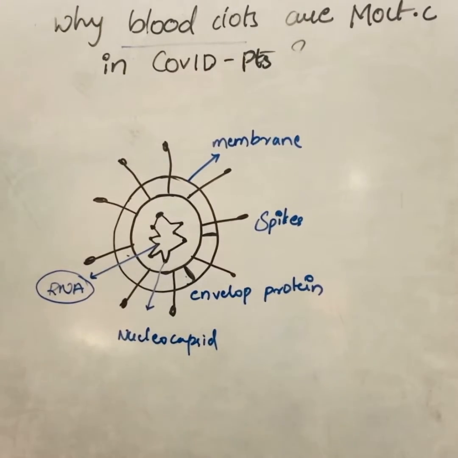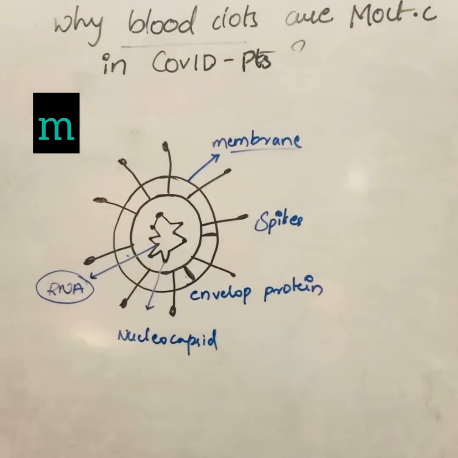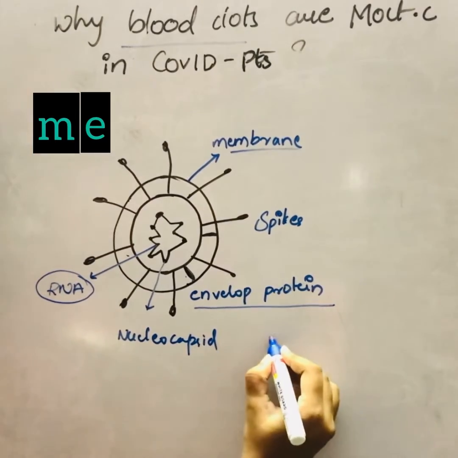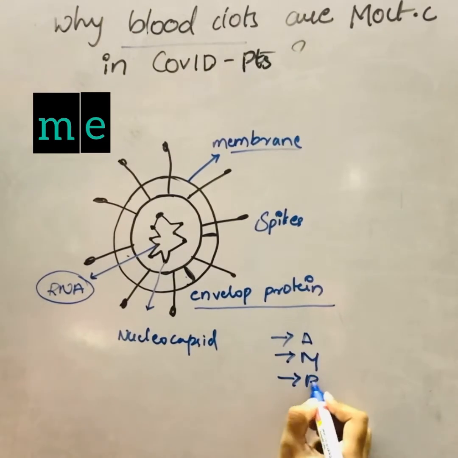It consists of 4 types of structural proteins. First one is the membrane protein. The structure of the coronavirus is maintained by the membrane protein. Next one is the envelope proteins. These envelope proteins are embedded in the membrane of the coronavirus and they are helpful in the assembling, maturation and the budding of the virus.